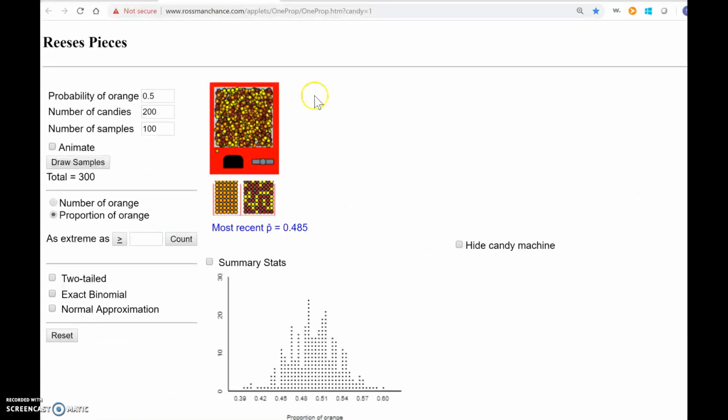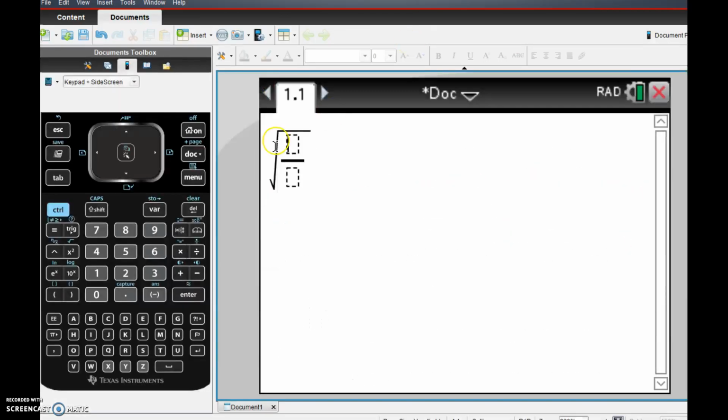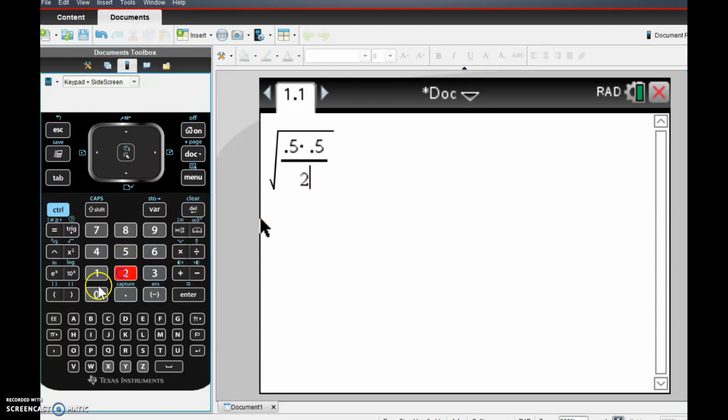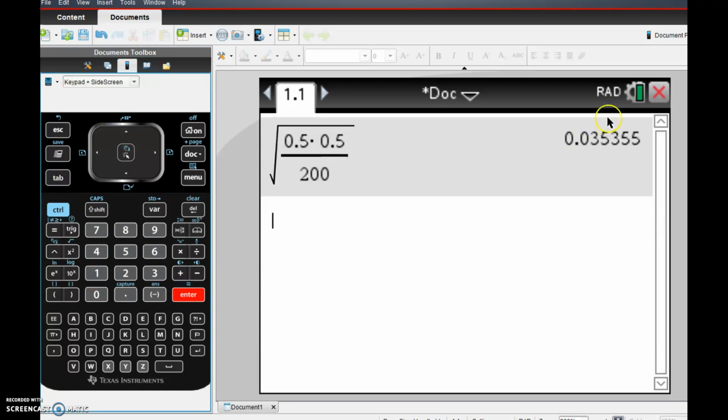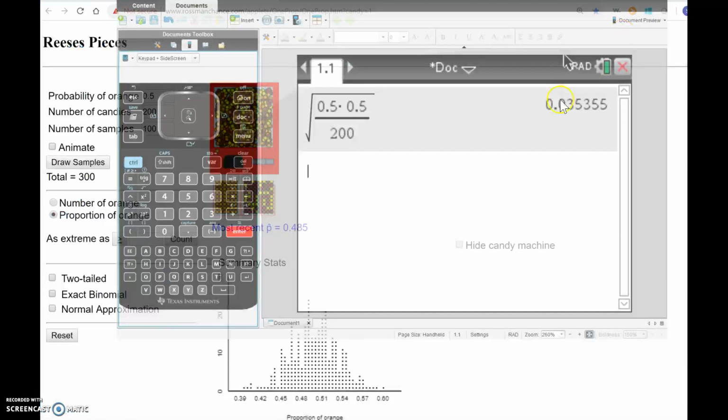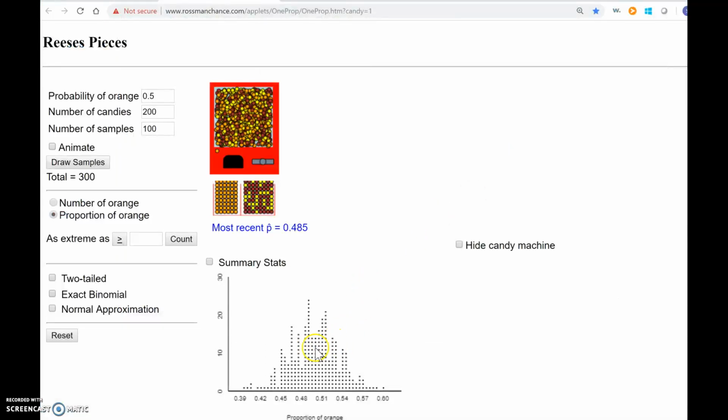Just plug in our values. The true proportion p is 0.5, that's the probability of success, and q is 0.5 as well, 1 minus p. We have a sample size of 200. If I hit Control Enter, it gives a standard deviation of about 3.5. That looks like the standard deviation of the sampling distribution, so it works.